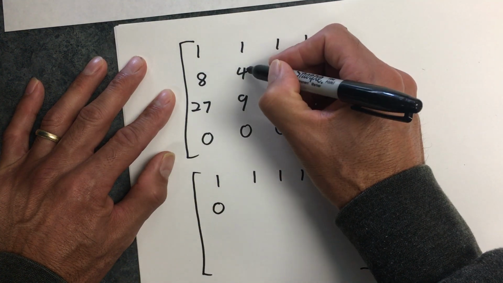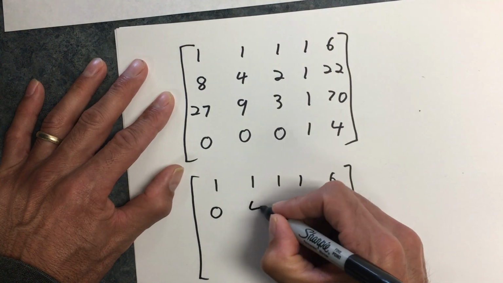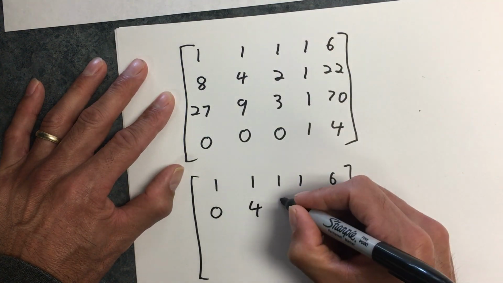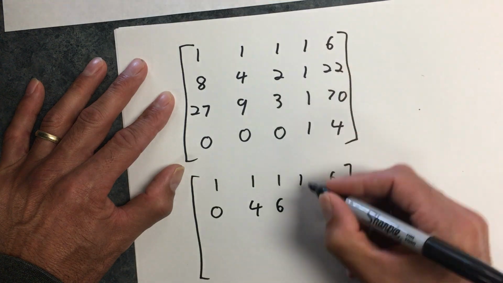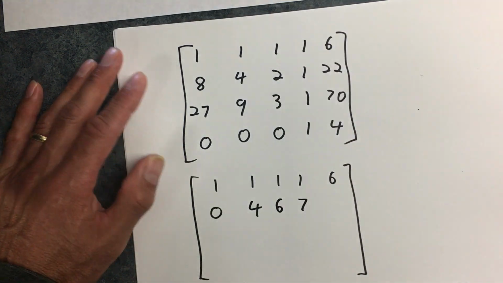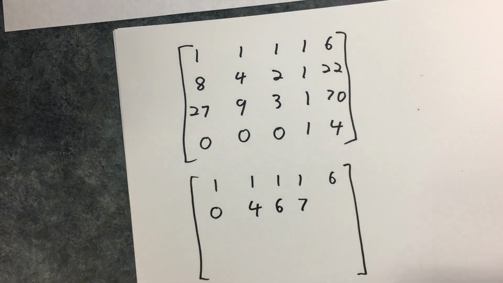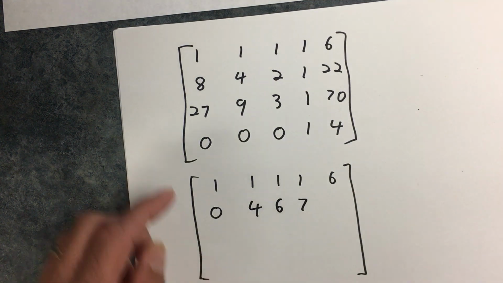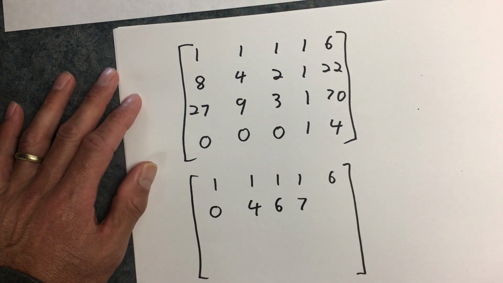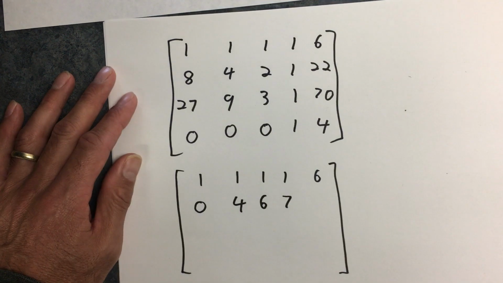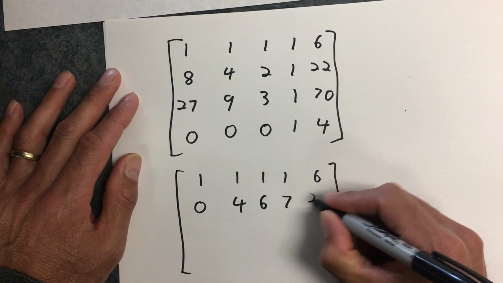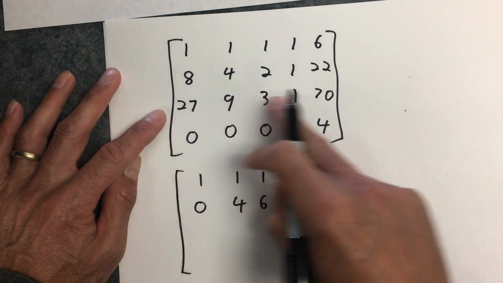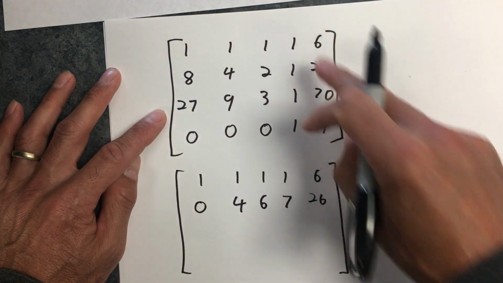8 times 1 is 8, minus 4 is 4. That's going to be a 6. That's going to be a 7. And 8 times 6 is 48. 48 minus 22 is 26. I'm going to do the same thing here by multiplying that row by 27.